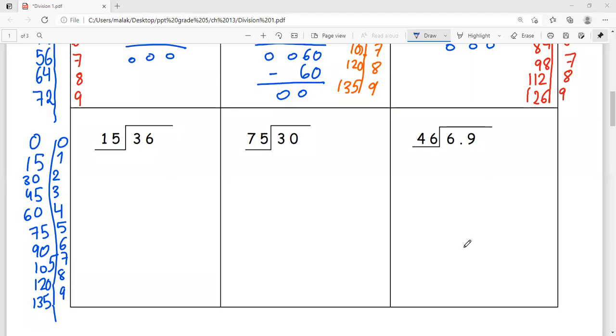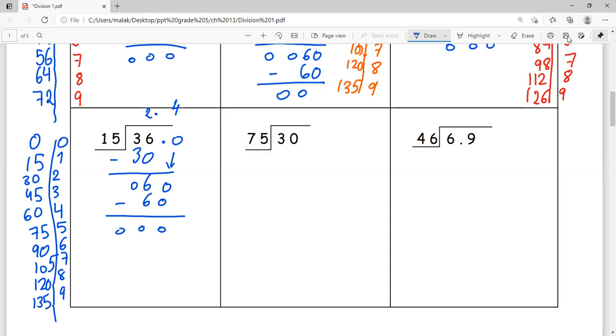Continue, Hassan. Which number is very close to 36? The closest one there is 30. You put 2 up and 30 down. Then the remainder is 6. How do we continue? We add 0. Okay. 60, which number is very close to 60? 60 also. 4 up and 60 down. So done. Thank you, Hassan.